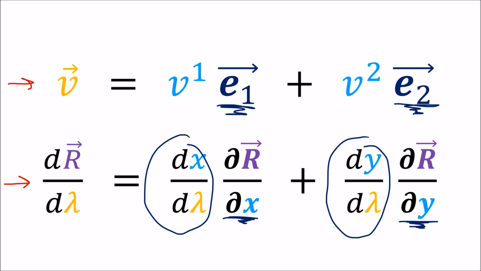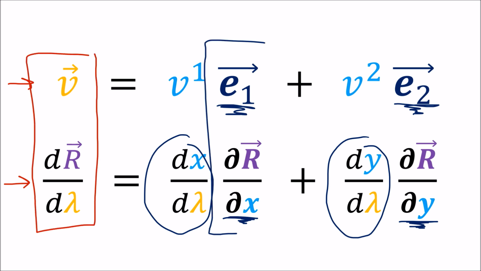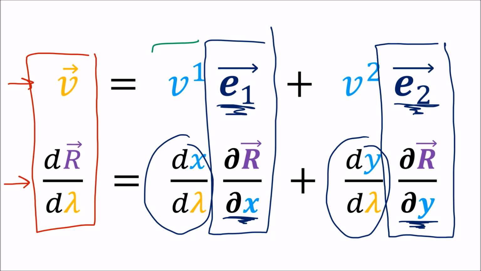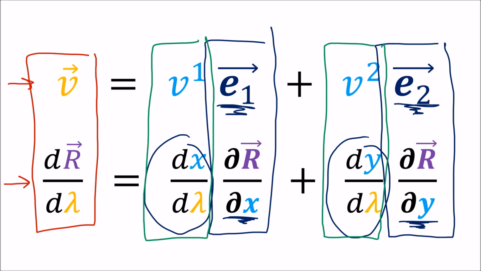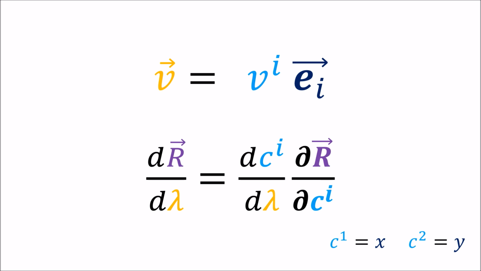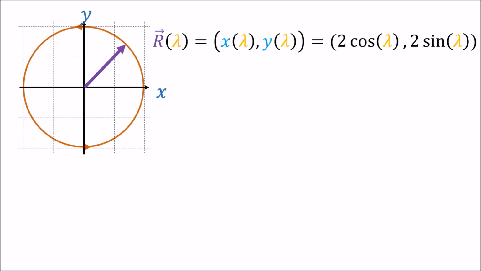We have a vector that we're going to expand, some basis vectors, and finally the vector components. So these situations are really pretty similar. And if we want to use the Einstein notation, we can also write things like this, where c1 is equal to x and c2 is equal to y. So all of that might seem pretty abstract, so let's go through an example so we can understand things better.